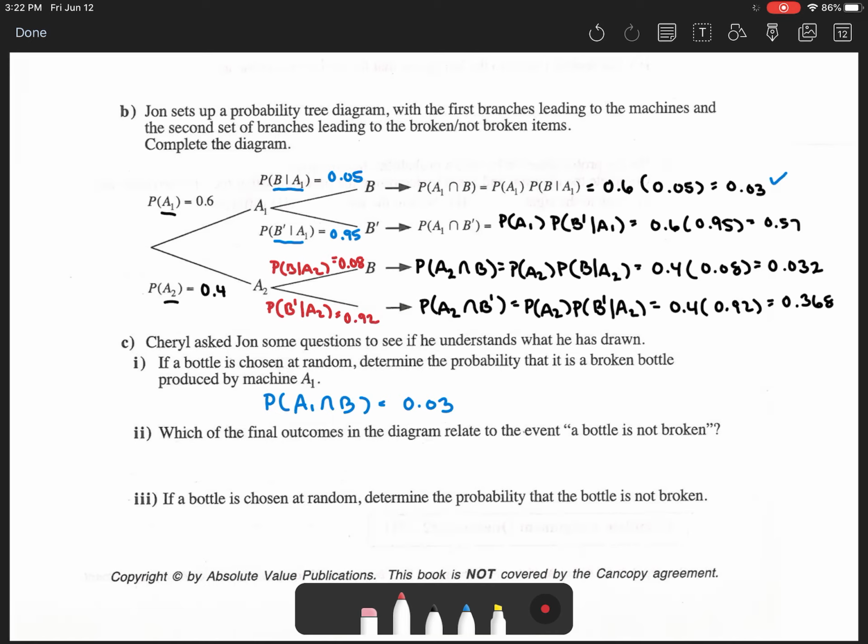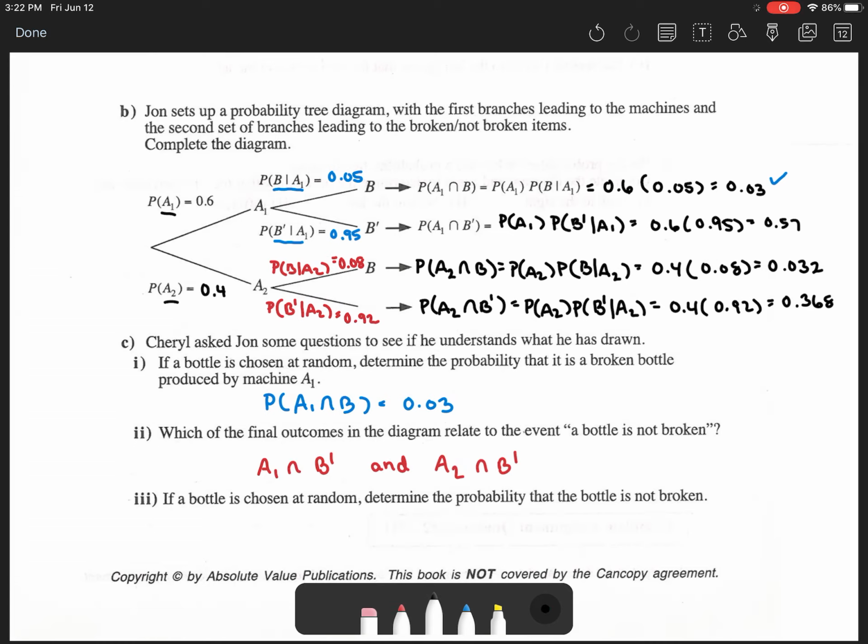In the next one, it says, which of the final outcomes in the diagram relate to the event a bottle is not broken? So when you take a look at all those pathways, which ones have not broken bottles? Well, A1 and not broken, and as well A2 and not broken. Those are the two paths.